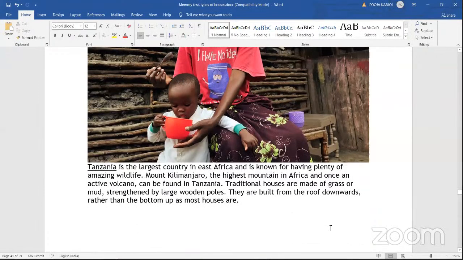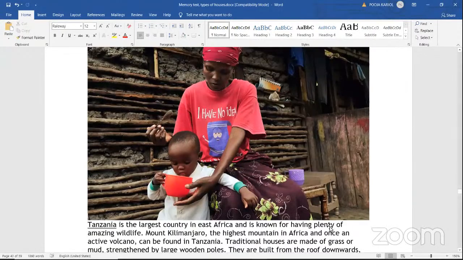Tanzania is the largest country in East Africa and is known for having plenty of amazing wildlife. Mount Kilimanjaro, the highest mountain in Africa, is there. Traditional houses are made of grass or mud, strengthened by large wooden poles. They're built from the roof downwards rather than from the bottom up as most houses are.